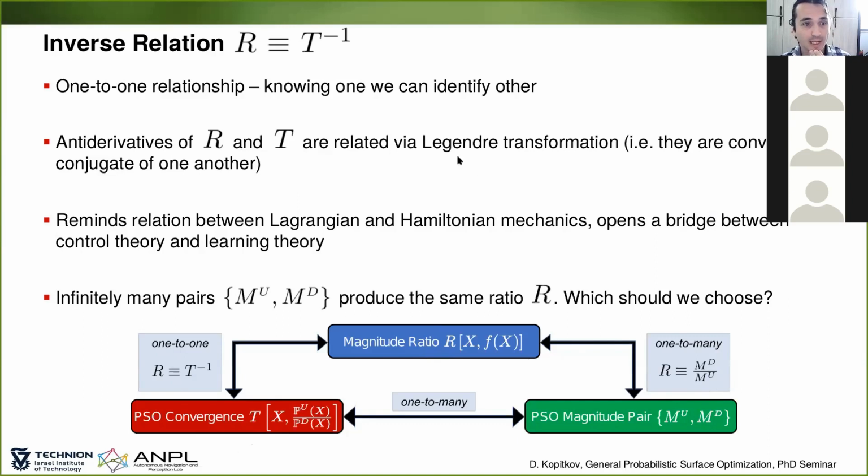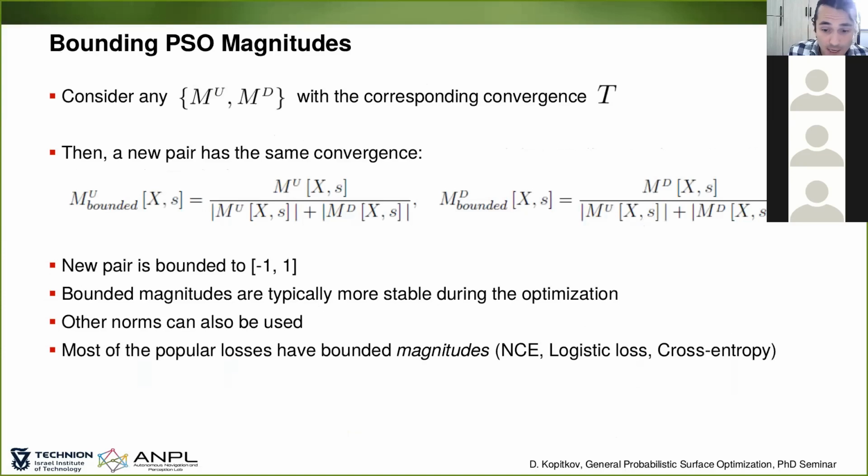Likewise, there are some legendary transformation relations between R and T, which I will not talk about in this talk. And the main question is which PSO instance, or which magnitude pair, should we choose? We have an infinite number of them. Which is better? Currently the answer is really unknown. I don't know which is better.